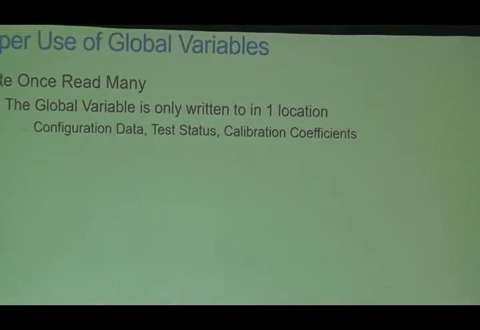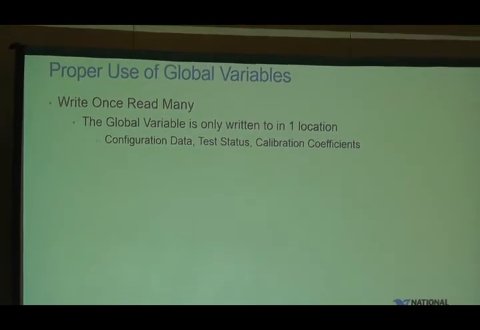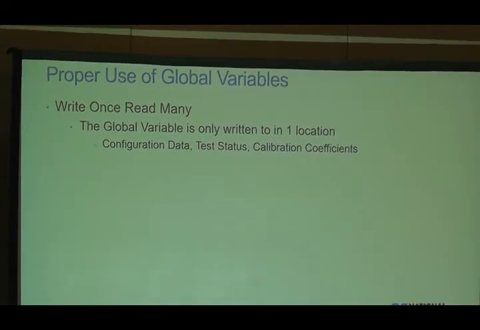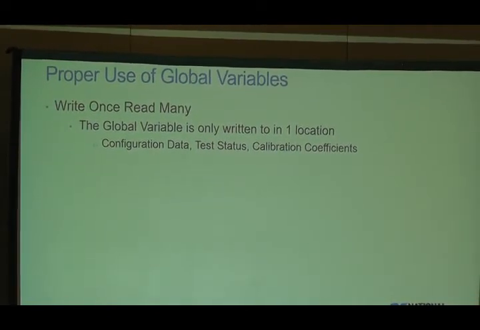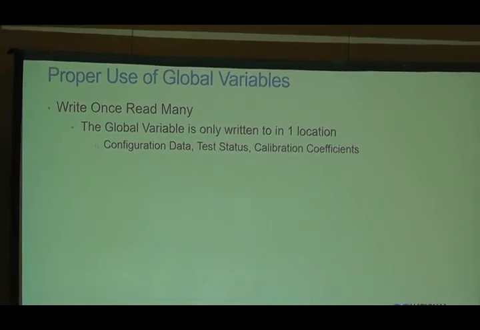Proper use: write only once to your global variable. A global variable should only have one place you're writing to it. If you're writing to more than one place, you better make sure they cannot execute at the same time. Otherwise, you will run into those fun race conditions.